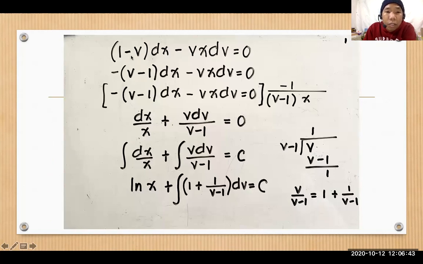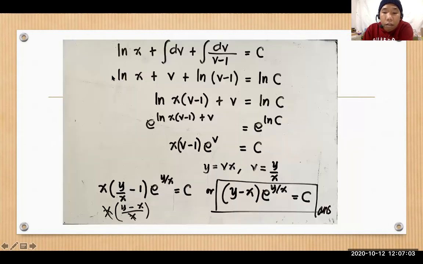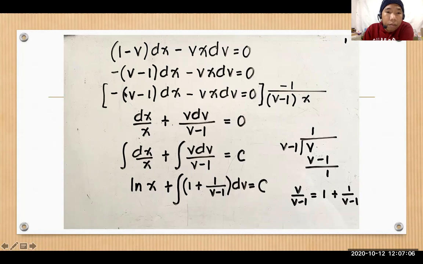So we are now going to interchange their positions here so we can factor out negative here. So we have minus the quantity v minus 1, they're just the same. And copy the second term here, so minus v times x dv. As you can see, you have negative and negative here. You can remove negative by multiplying the entire equation by negative 1.